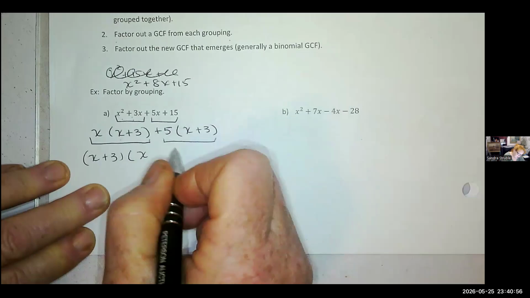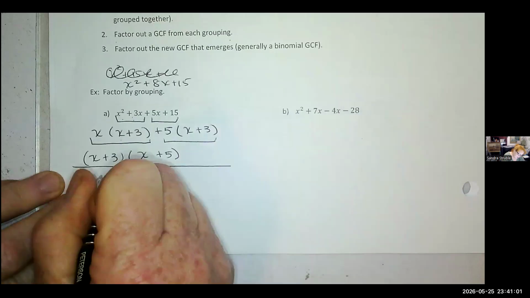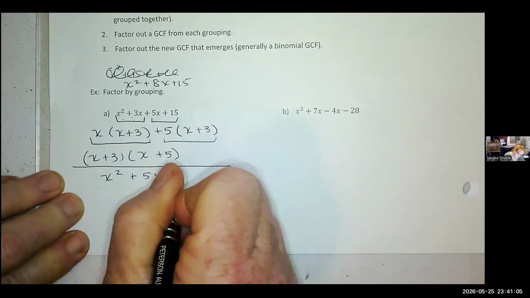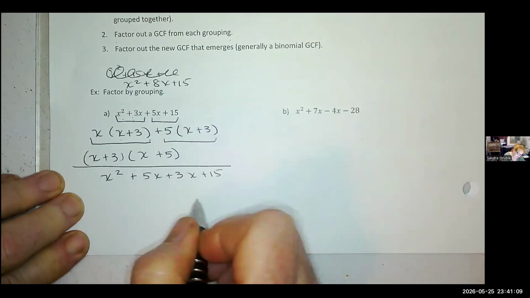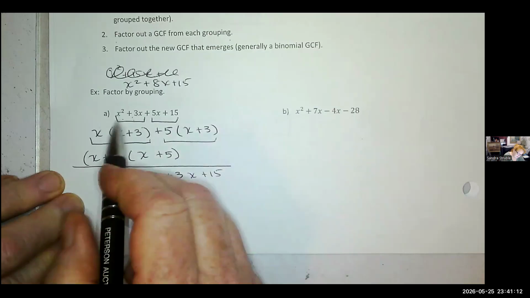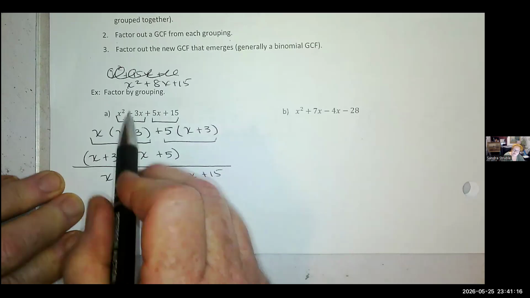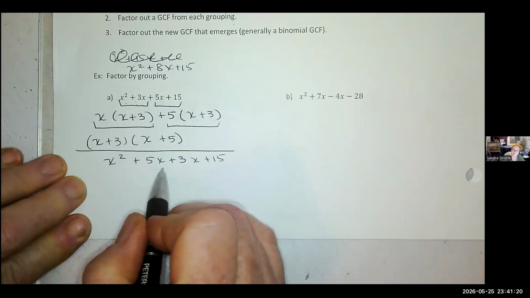But here's what I want to check. What if instead of having x squared plus 3x plus 5x, having it in this form, what if we had it flipped? What if we had these two in different locations? Will we still get the same answer? Let's check.